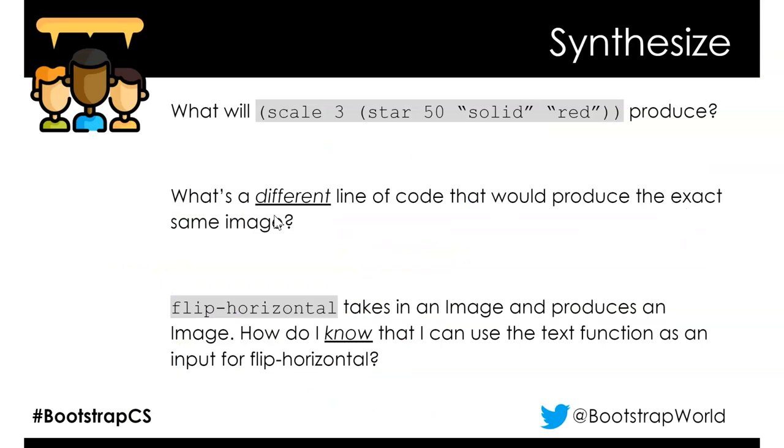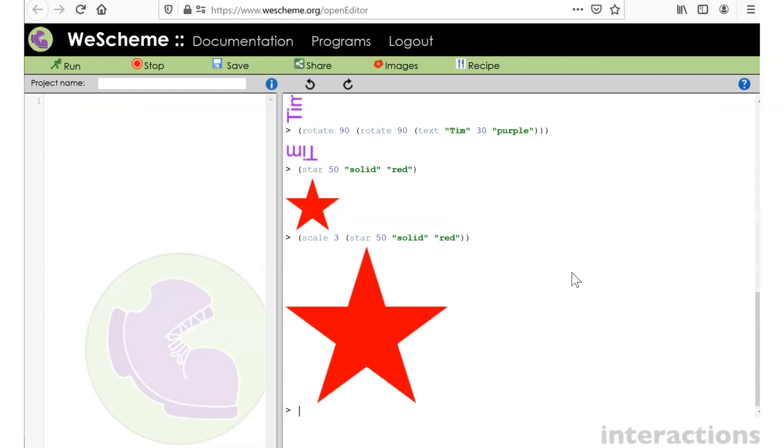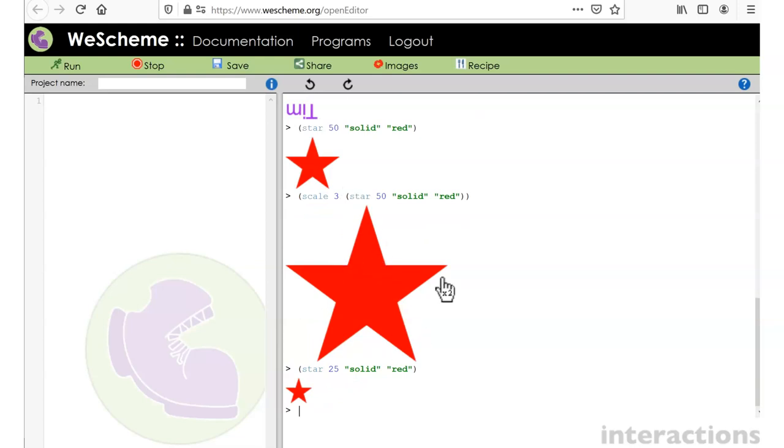What different line of code could produce the exact same image? So, exact same image. Well, we could play with these numbers here. Let's see, if I had a star that was only 25, so it's much smaller, but I want to make this size. So that was half of that. So instead of going half, I need to go twice, double, right? So what if we did scale of 6?